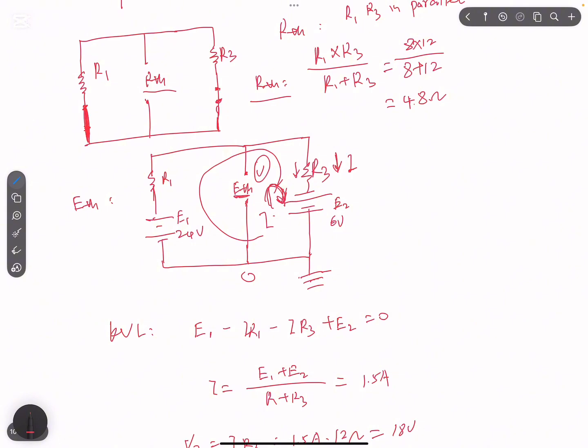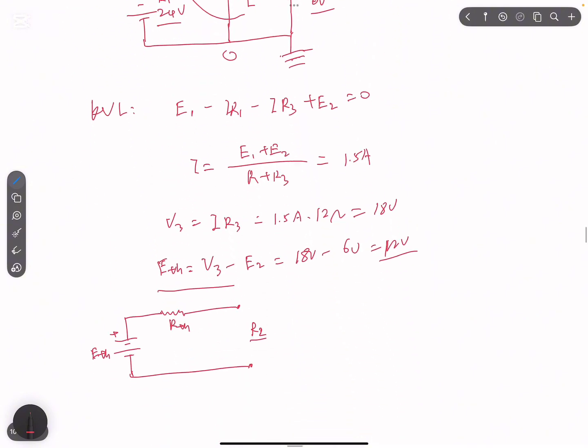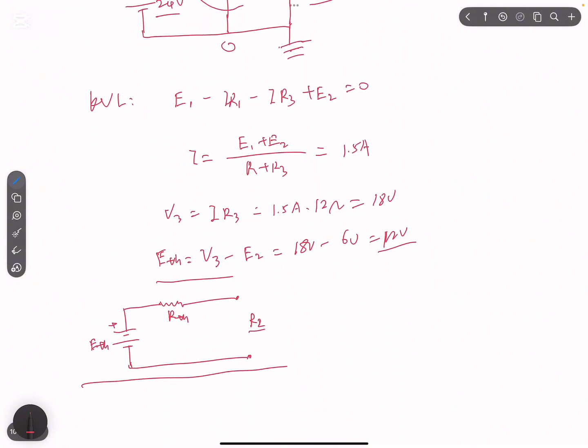And we can also determine the direction for ETH, the positive side. That would be the same as E1, the positive side, because E1 is bigger than E2. Then after that, we can redraw the circuit as the Thevenin equivalent circuit, something like this.